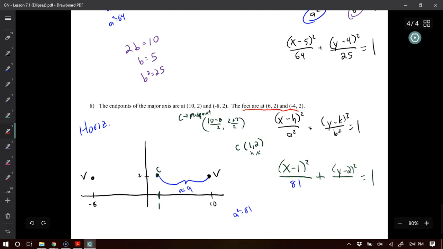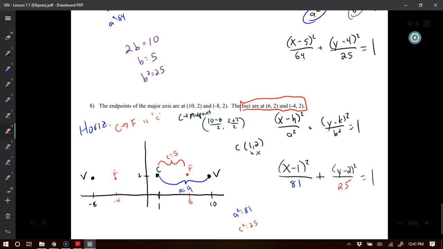The foci are at 6, 2 and negative 4, 2. So here's 6, 2. That's a focus. And here's negative 4, 2. That's the other focus. Now, how is that helpful? That doesn't give me b. The focus gives me my c value. The distance from the center to a focus is c. From 1 to 6 is 5. So my c value is 5, which means c squared is 25. Does that mean 25 goes here? No. The formula asks for b squared.